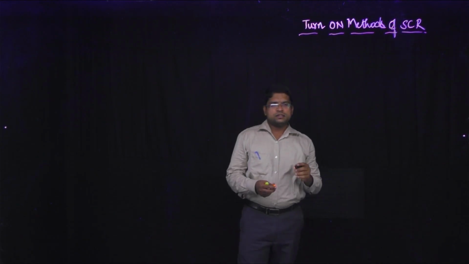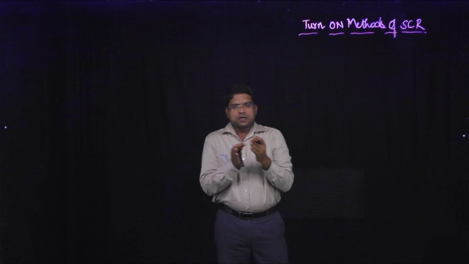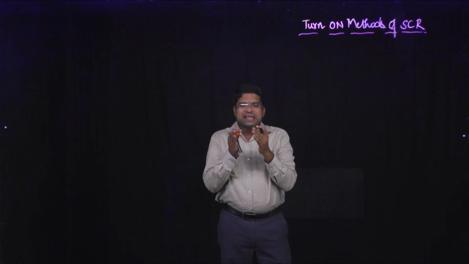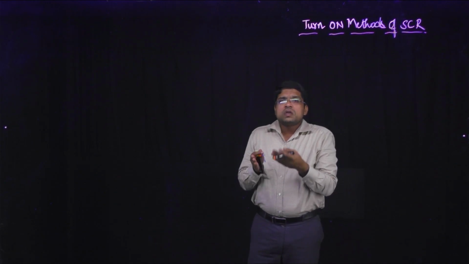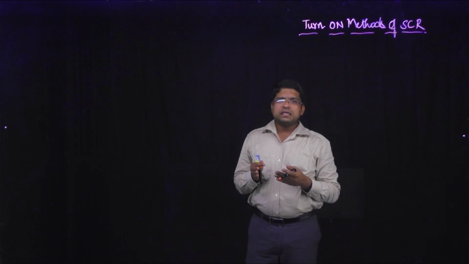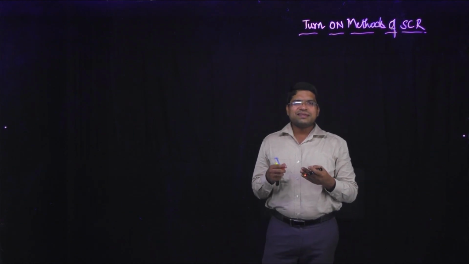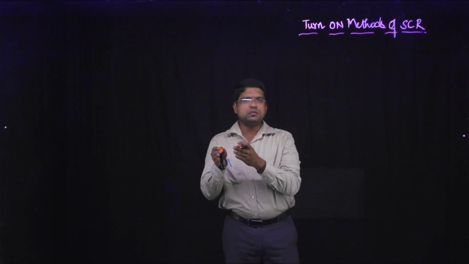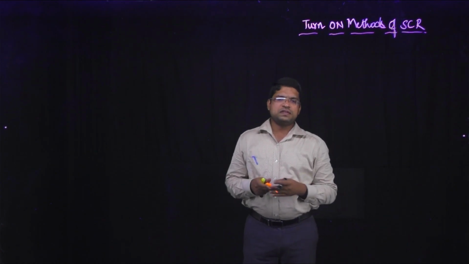We know that the SCR has two stable states: a forward blocking state and a forward conduction state. Switching the SCR from its forward blocking state to forward conduction state is nothing but turning on the SCR. In other words, we can call it triggering the SCR.